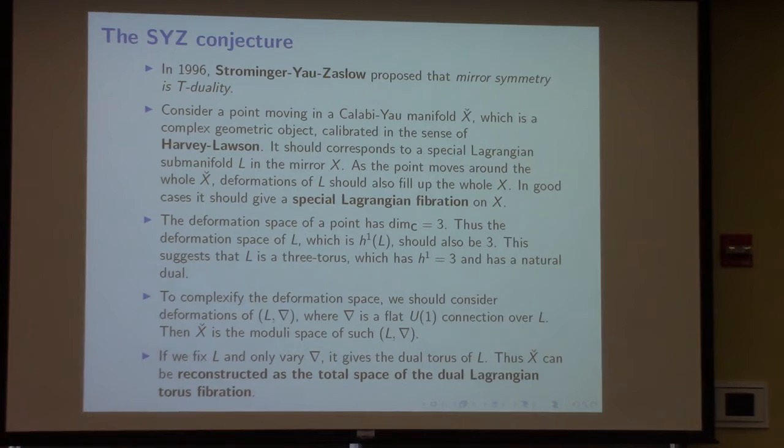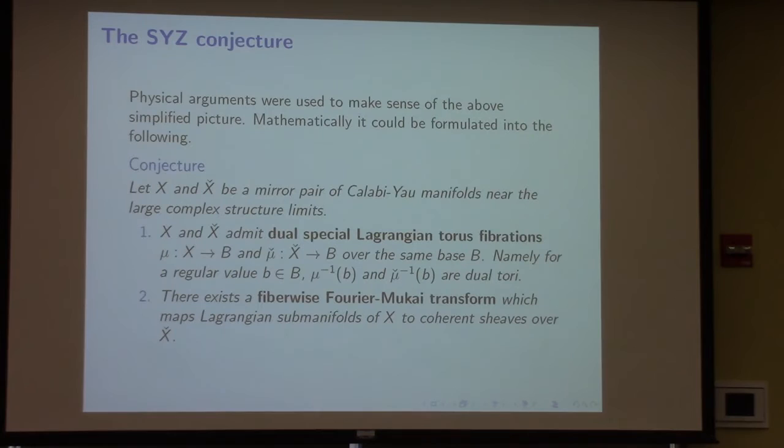But if we fix the Lagrangian cycle and change the connection, it gives us a new torus. That's easy to see. And so this can be considered as the total space of the dual Lagrangian torus fibration for X-hat, the mirror manifold. That's what we hope to be true. And as I said, it's far away from clear because there are singularities in the moduli space, and we have to handle this singularity problem.